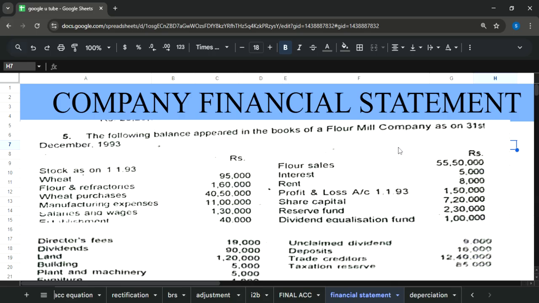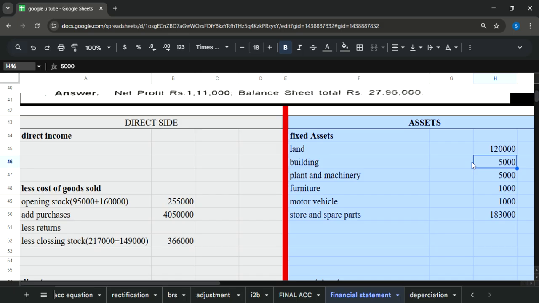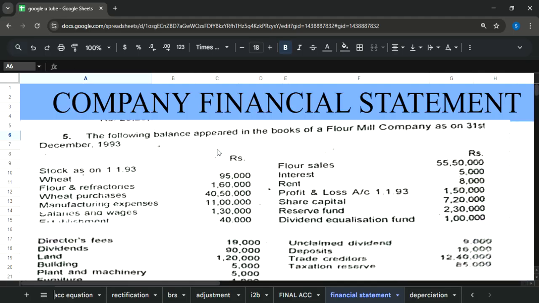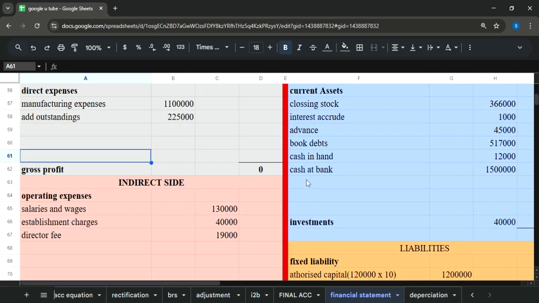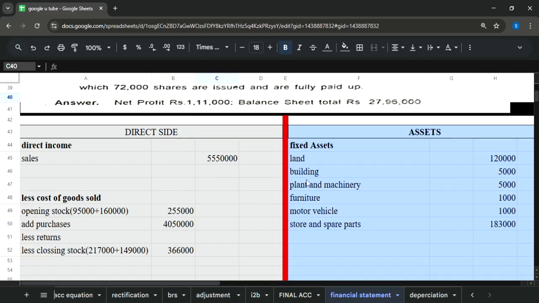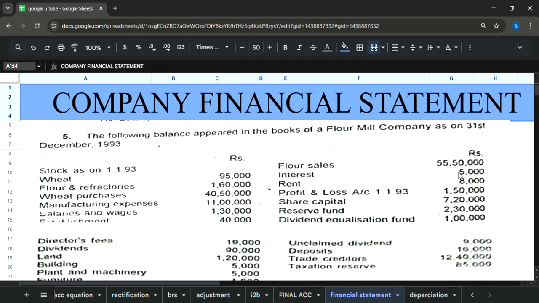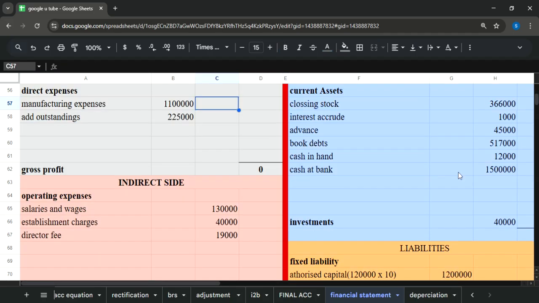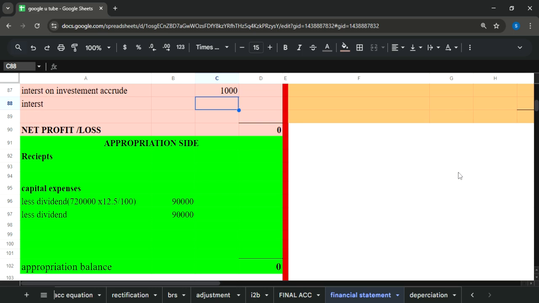First is floor sale 555 tetra 0. This was the amount of sales. You will mention over here 555 tetra 0. This was your sales. After sales we have interest which is written on credit side, will go to other income, and here simple interest you will be mentioning. Amount of this interest is 5,000, and here we will write 5,000.